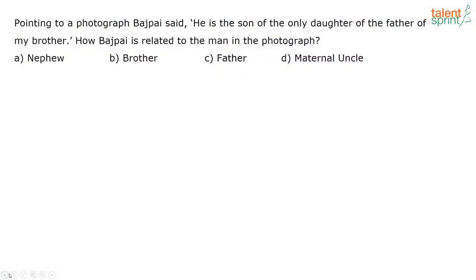These are the general types of questions that come from blood relations. The first one is relation based on given statements, the second one is relations based on symbols, and the third one is again where some complex statement is given. Based on the statement you will have to give the answer for the question.